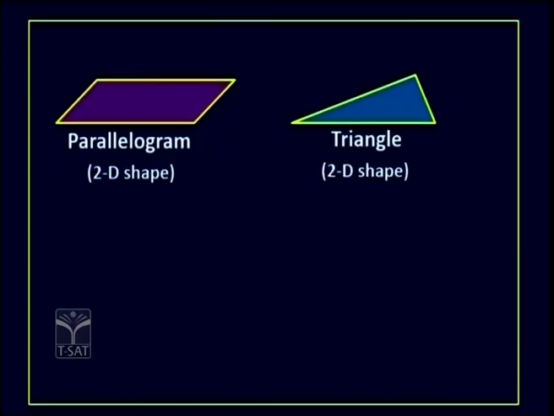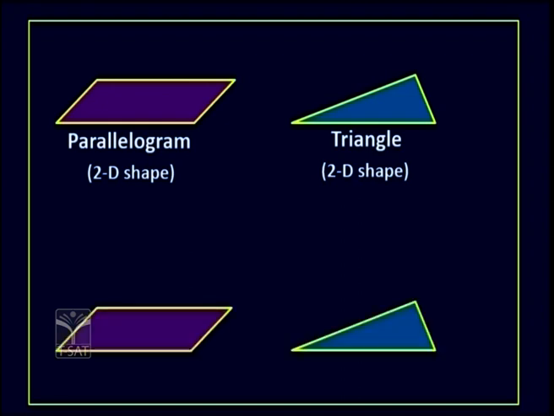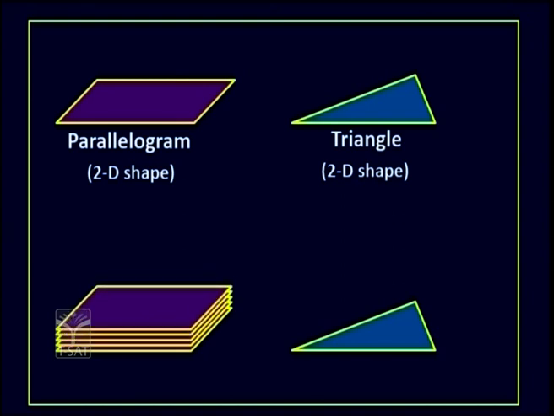Children, what are you observing on the screen? Yes, a parallelogram and a triangle. Both are 2D shapes. Imagine that you have taken a paper and drawn a parallelogram and a triangle and cut the paper according to the borders. You will get these shapes, right? Now, what you have to do? Yes, you have to place similar parallelograms one above the other.